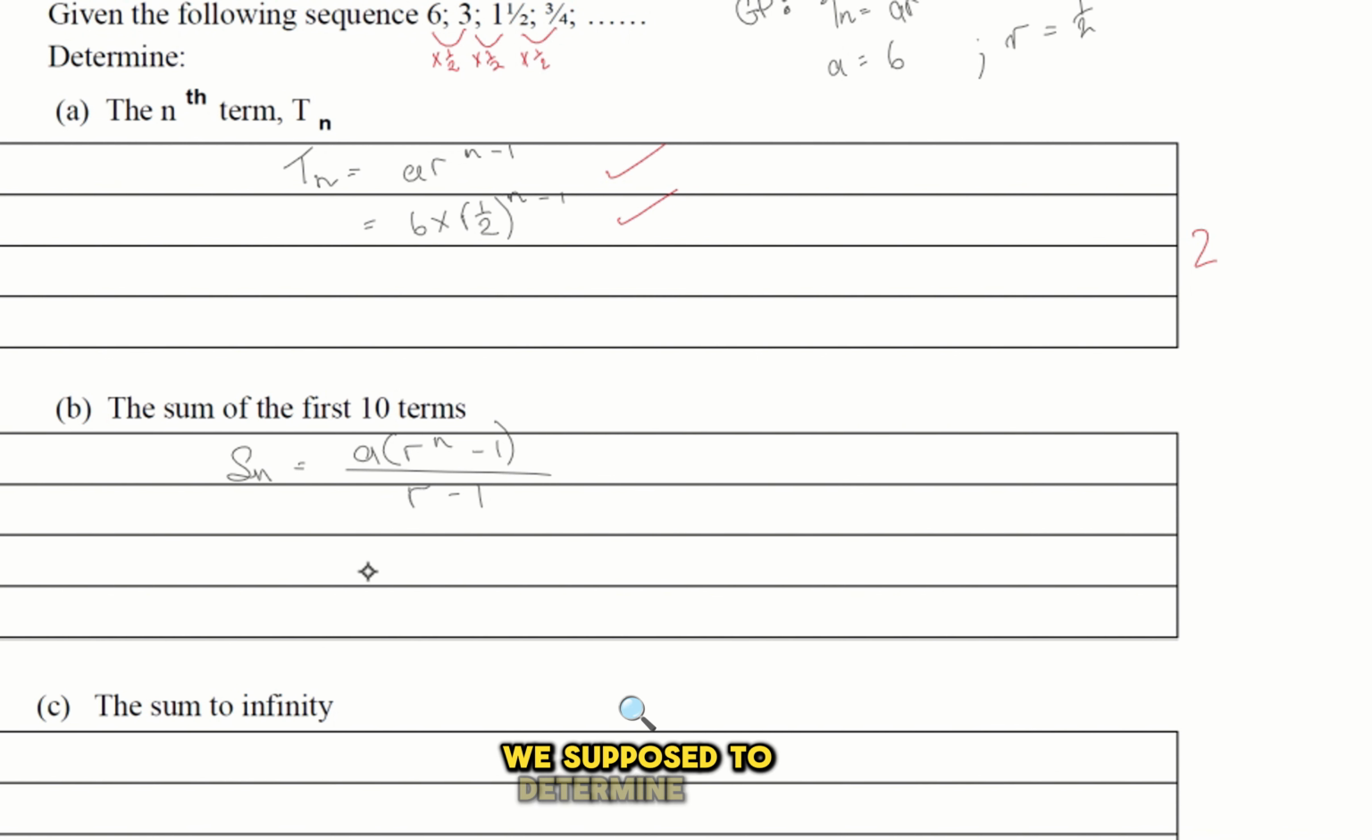We're supposed to determine S of 10. So that means our n is equal to 10. Then we're going to do substitution. So that means S of 10 is equal to a, which is 6. You see, we can sometimes forget that. And then I'm going to put this in a double bracket there. So that's going to be half to the power of 10 minus 1 over half minus 1.